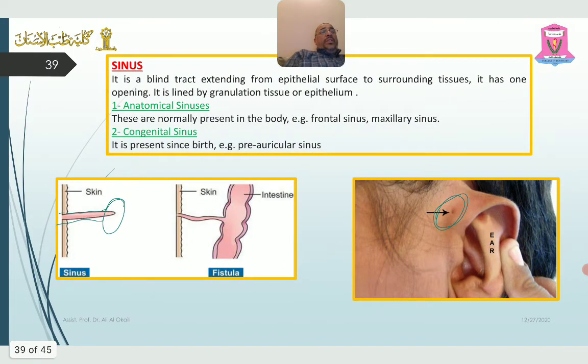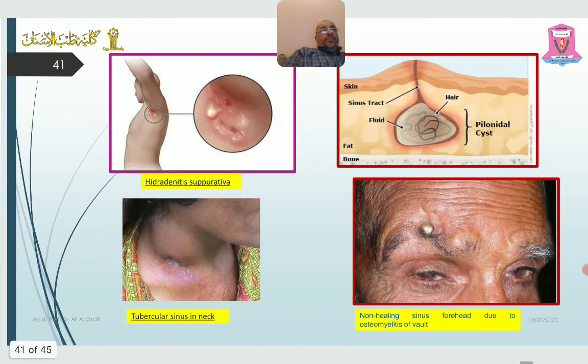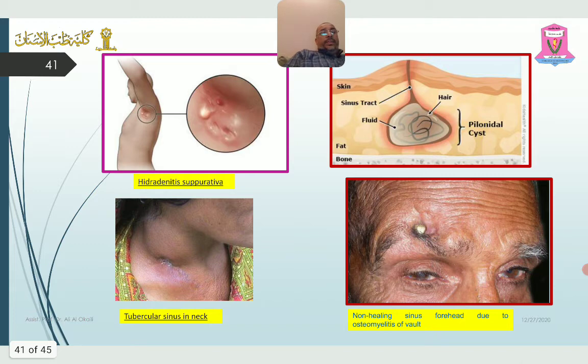So a type of sinus is either anatomical, which is normally found, or congenital, which is abnormal, or acquired as a result of inflammation and infections. Hidradenitis suppurativa sinuses, tubercular sinus, or as a result of osteomyelitis, from the site of infection to the surface epithelia.